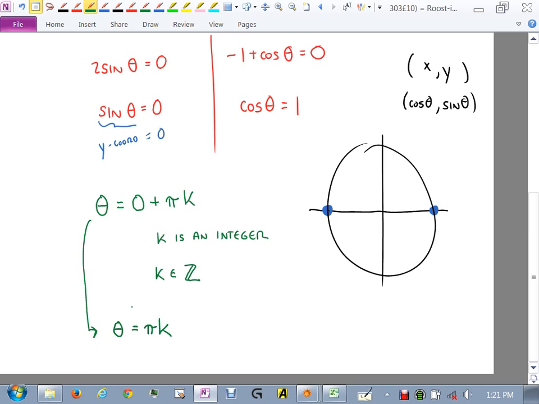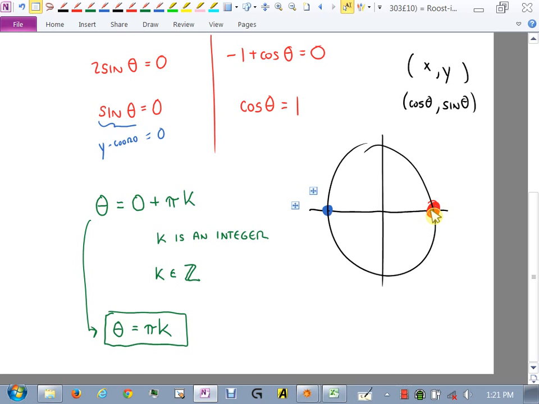So how many answers is that? Infinitely many, right? I have infinitely many critical numbers. That's only where sine is 0. Where's cosine 1? So cosine, now I'm looking at which coordinate? Cosine is the x-coordinate. Where's the x-coordinate 1? Just at this angle right here, right? That's the only place where the x-coordinate is 1.